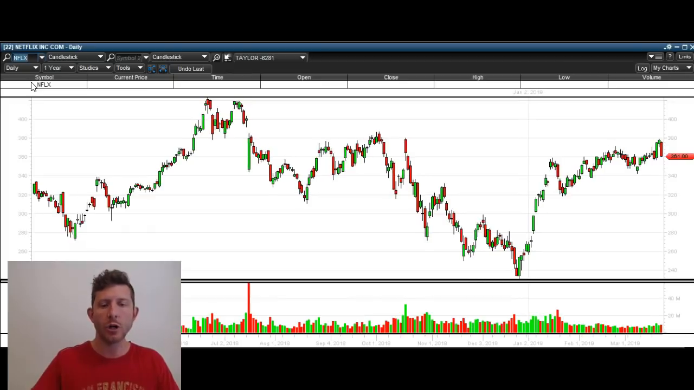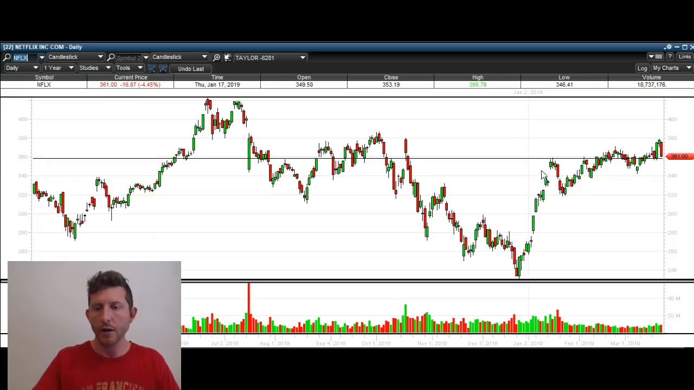The next thing I want to show is Netflix. And Netflix right here, still in an uptrend. We're still above support right here. A lot of support, previous resistance, now it's support. We're still above that level, okay? Still above that level.